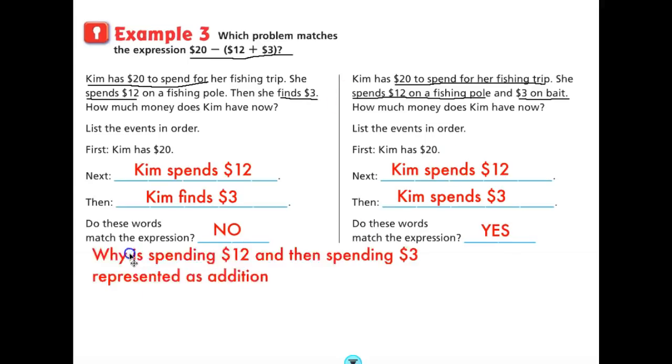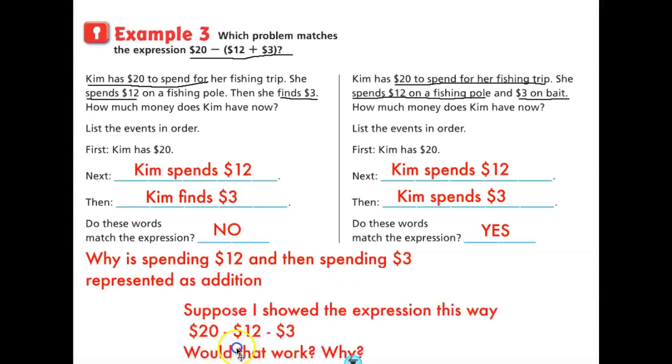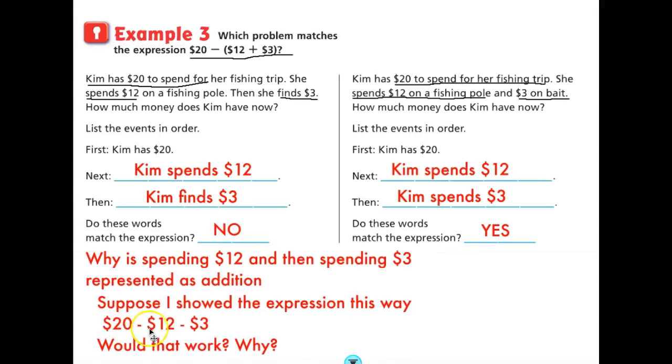Now here's my next question. And I want you to pause the video and answer this question as well. Suppose I show the expression this way. Suppose I did it $20 minus $12 minus $3. Would that work? And why? Or why not? All right, so hopefully you paused the video and discussed this. The answer is yes, this would have worked as well. We would have gotten the same amount. So we could show the expression two ways, but both of the ways work. They would both get us the same amount in the end.